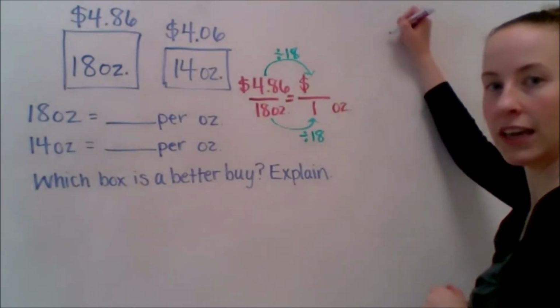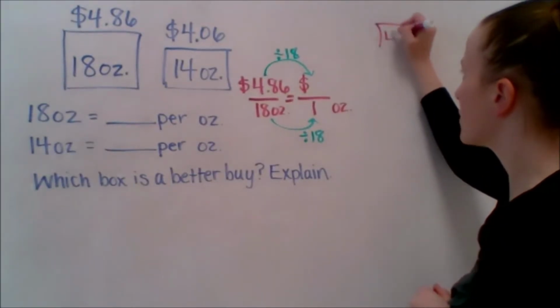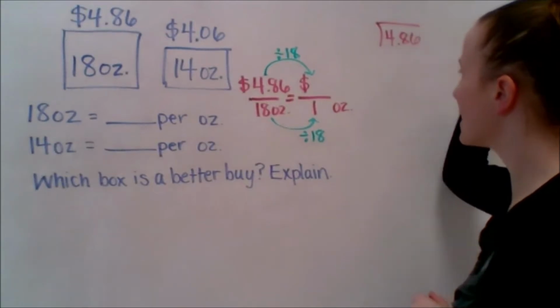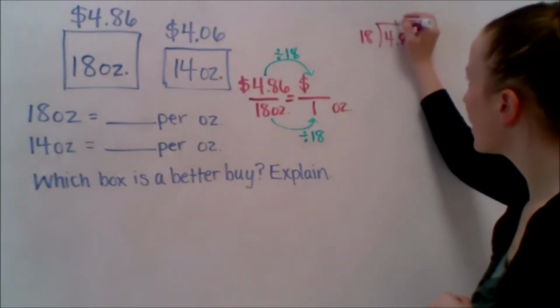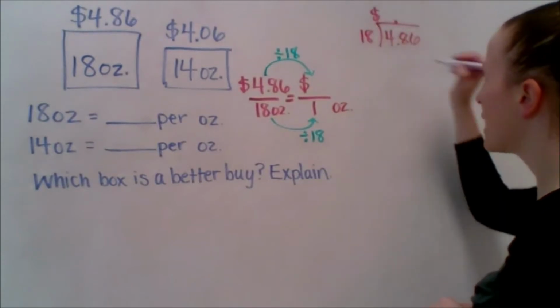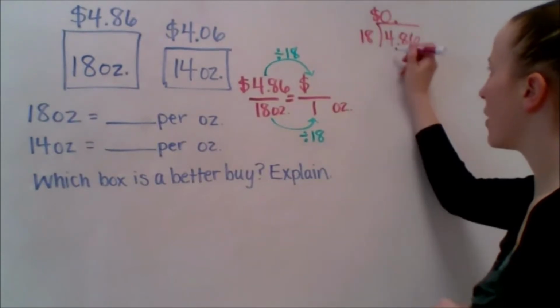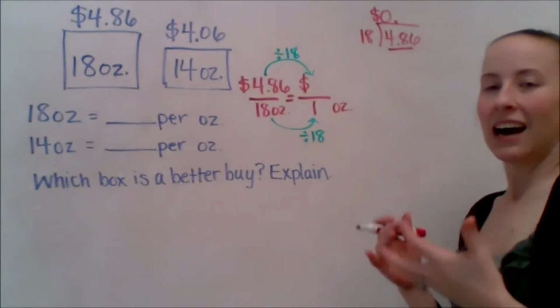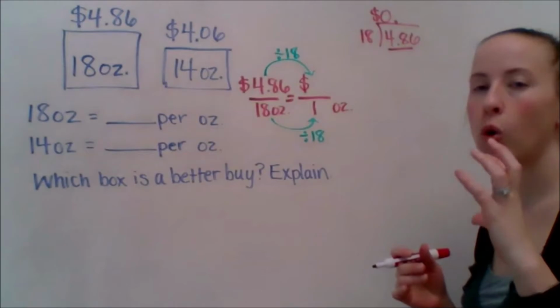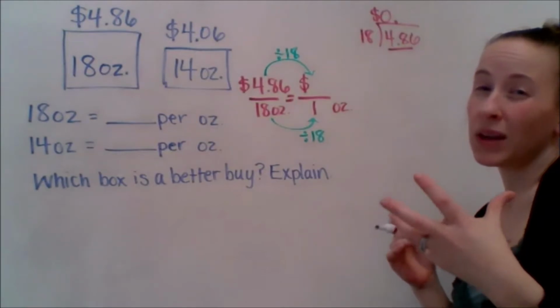So let's try and set up my division problem for $4.86 divided by 18. Okay, I'm going to fit it over here. My division box, $4.86, and we're dividing by 18. So I'm going to get my decimal ready. I also know it's money. 18 doesn't go into 4, so it's 0. We've got to figure out how many 18s go into 48. Let's see, 18 is about 20, so it might go in twice.